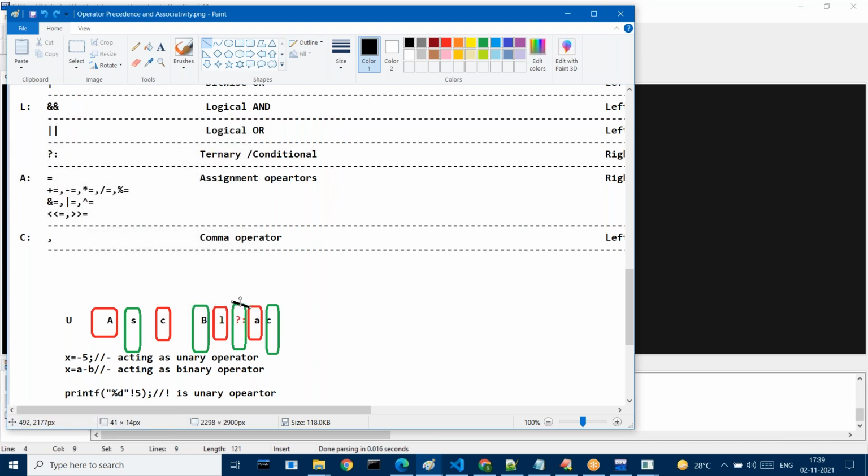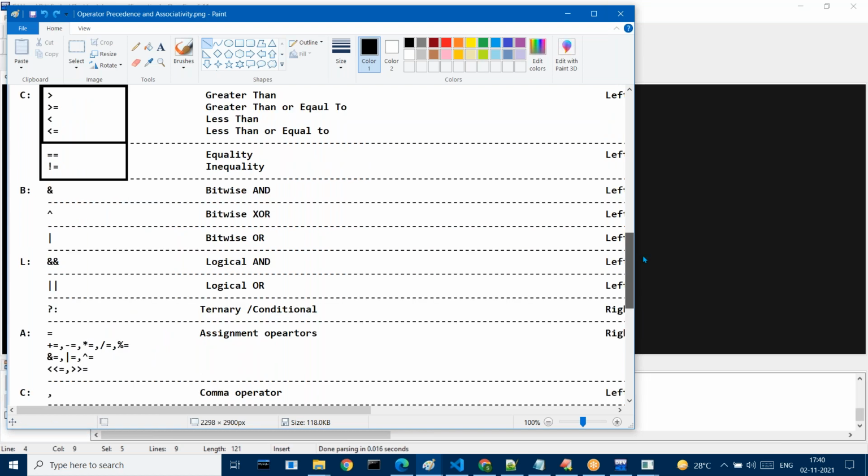After that again A. This time it means assignment operator: equal to, plus equal to, minus equal to, multiplication equal to, bitwise AND equal to, left shift equal to, done. C means comma operator. Easy, na guys? Now to remember this, you ask black, sir, what is unary minus? X is equal to minus 5, minus acting as unary operator. X is equal to A minus B, minus acting as binary operator. Unary minus, binary minus. You understood? I hope now very easily you will be able to remember this chart.